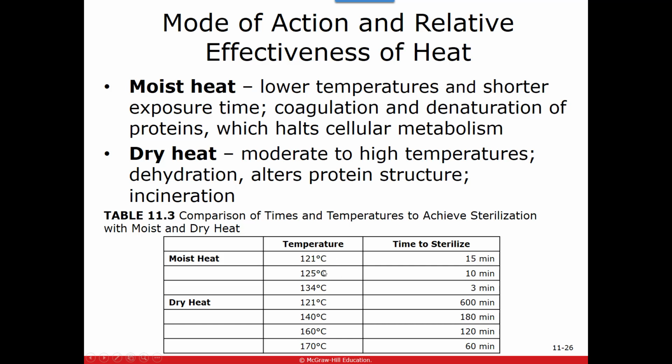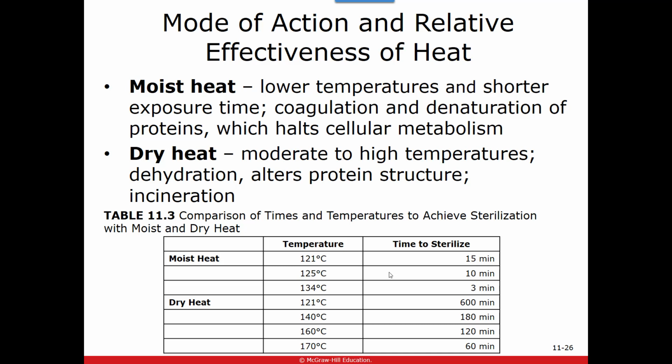The lower temperature, 121 compared to 134, requires a longer time for sterilization. But once you get up to dry heat, if we compare those two temperatures, 121 degrees without the moisture, 600 minutes versus 15. And so moist heat is more effective at inhibiting microbial growth to the point of sterilization. Now, dry heat requires a higher temperature, but sometimes it's easier, and we use dry heat quite often. So a couple examples: moist heat.